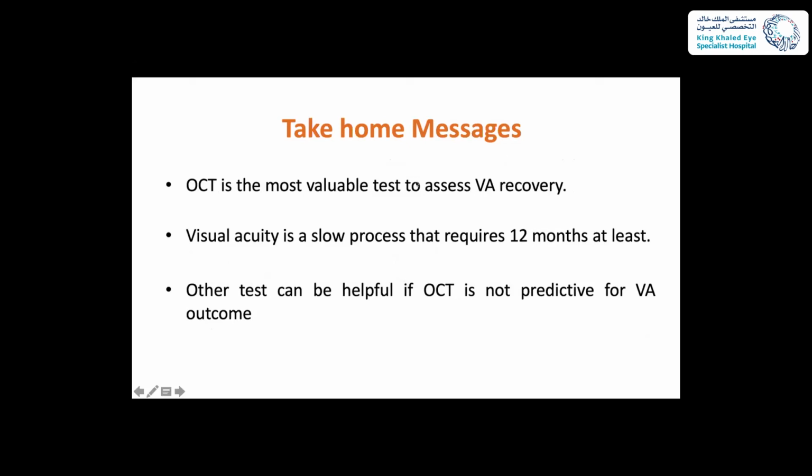Another take-home message is that when we assess these patients, the gold standard, the most valuable test we have right now, is the OCT. We need to remember that visual acuity recovery is a slow process that takes at least 12 months to improve. And other tests can be helpful if OCT is not predictive of the visual acuity outcome.